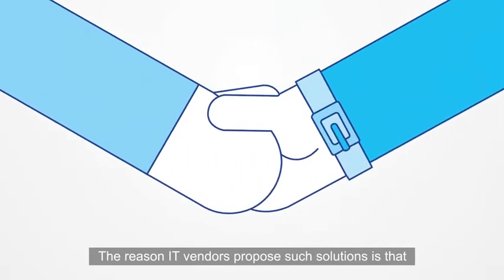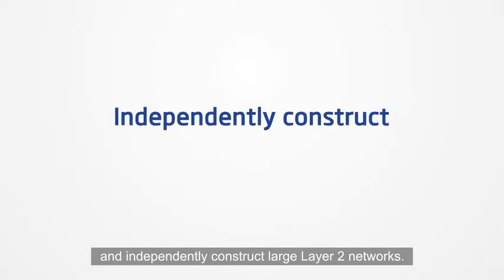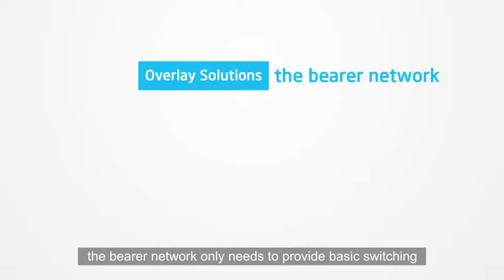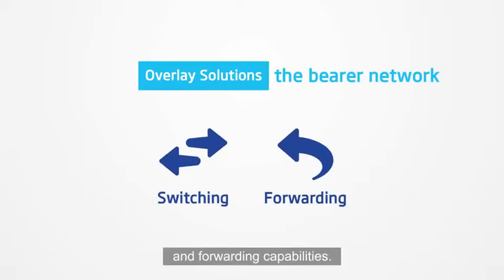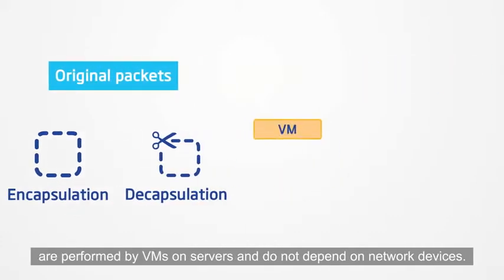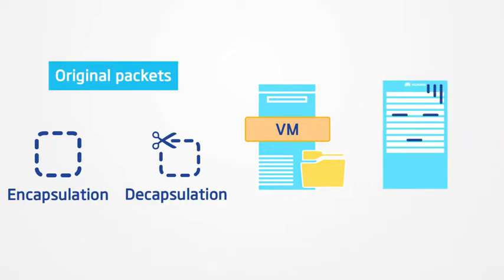The reason IT vendors propose such solutions is that they want to end technical dependency on network device vendors and independently construct large Layer 2 networks. In overlay solutions, the bearer network only needs to provide basic switching and forwarding capabilities. Encapsulation and decapsulation of original packets are performed by VMs on servers and do not depend on network devices.